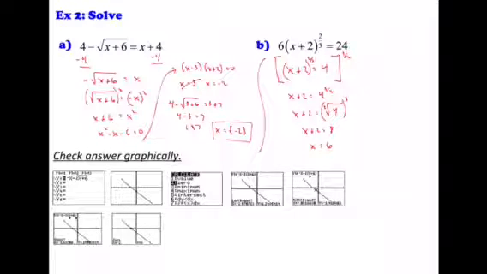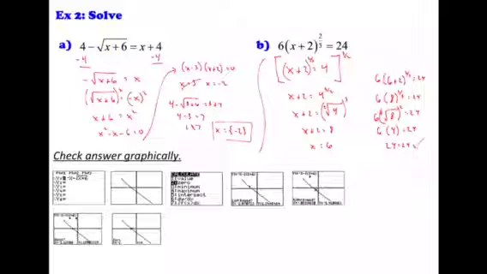Once again, we want to plug this in to make sure it does work. So it's 6 times 6 plus 2 raised to the 2/3 is equal to 24. So that's 8 raised to the 2/3. Now the 2/3 is the cube root. So this is the cube root of 8 squared. So the cube root of 8 is 2. 2 squared is 4. And so we get 24 equals 24. So x equals 6 is the solution. We didn't have any extraneous solutions on that one.